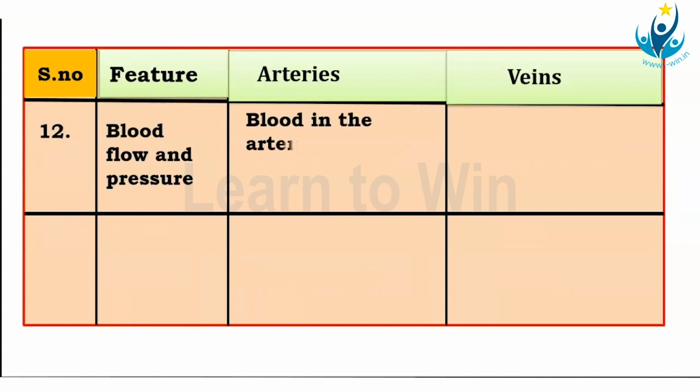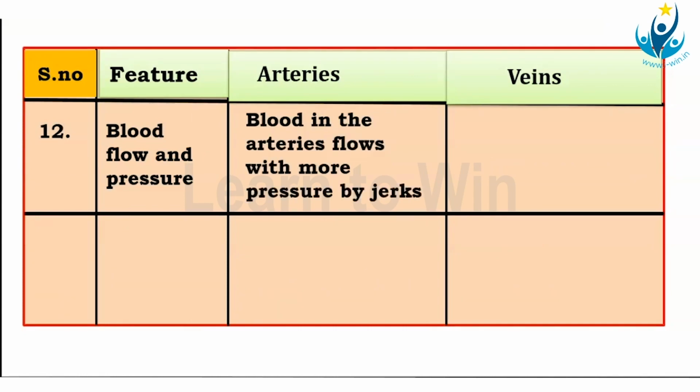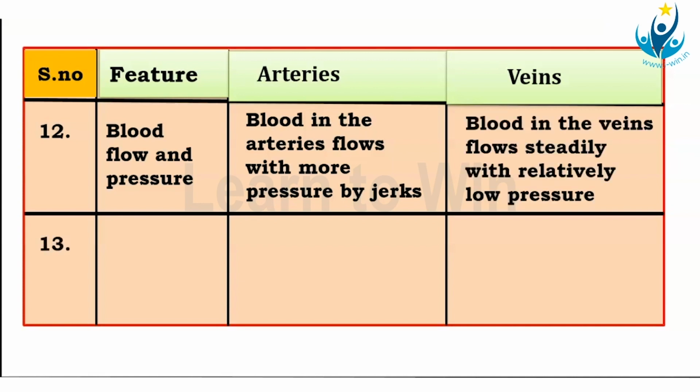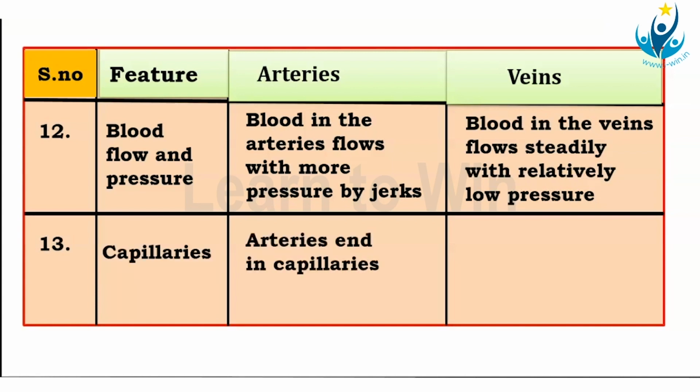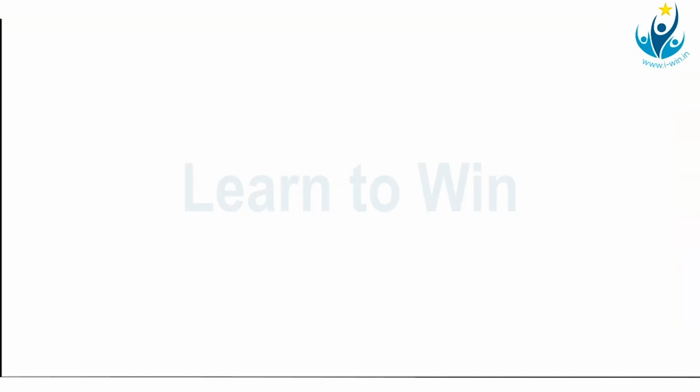Then the blood flow and blood pressure, as we have discussed: the blood flow in the arteries is more with jerks because it is coming from the heart, and it has comparatively more blood pressure, whereas in the veins it is a steady flow and it has a very low blood pressure. And capillaries: arteries end with capillaries, whereas veins begin with capillaries.